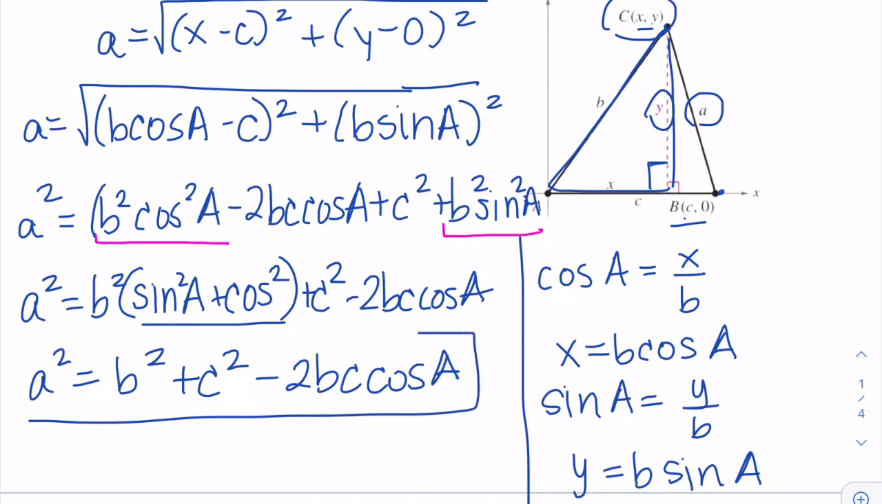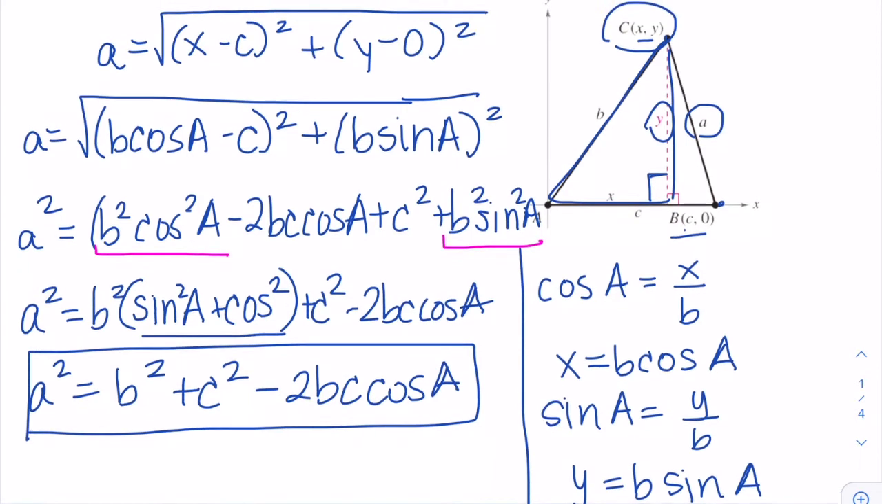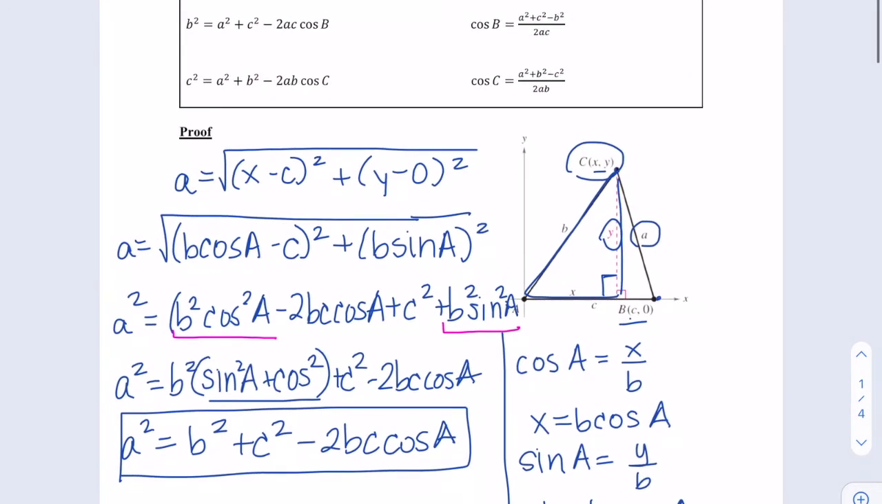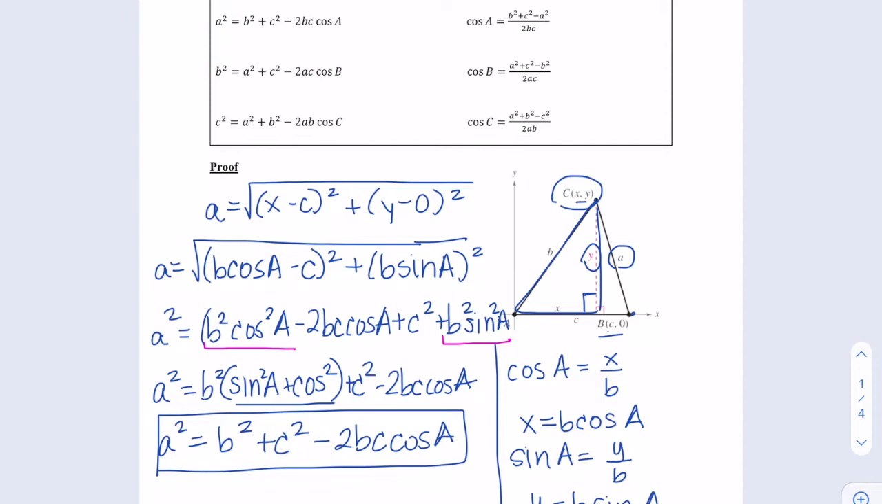So that's finding the value, or the square of the side A, using the distance formula. And you can see right away that that is the first formula here for law of cosines. Now we can rewrite them to solve for the angle.